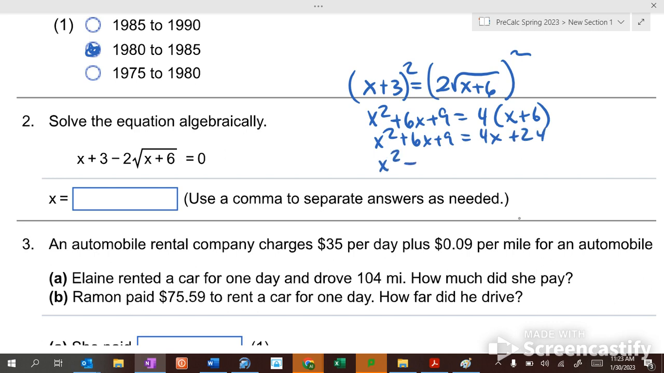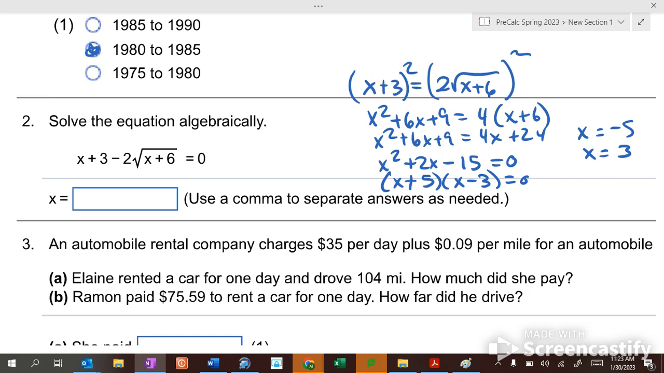So x squared plus 2x minus 15 equals 0. So you get x plus 5 and x minus 3 equals 0. So x equals negative 5, x equals positive 3. So because a square root is involved, we have to check. We have to plug in and check.